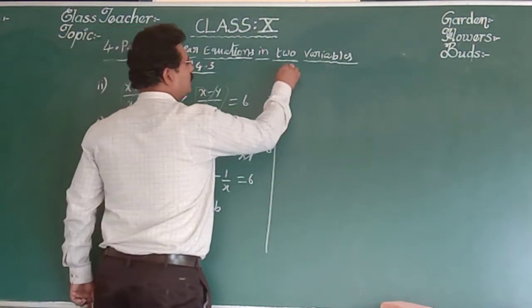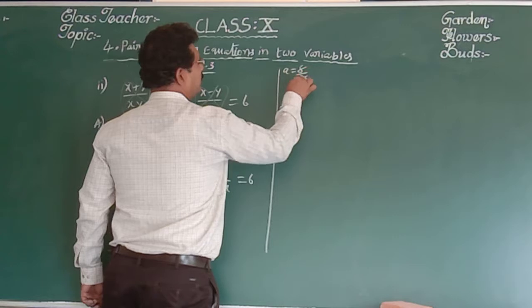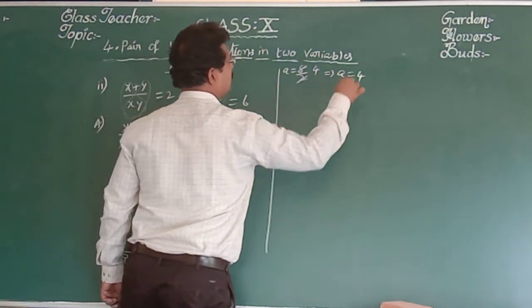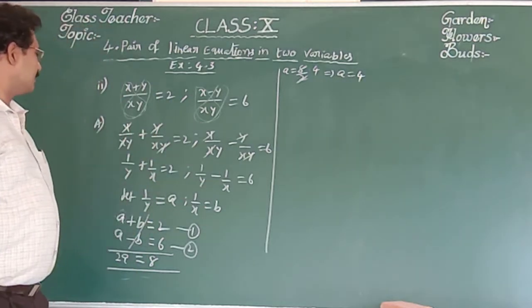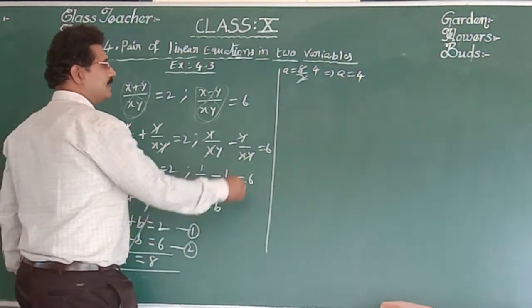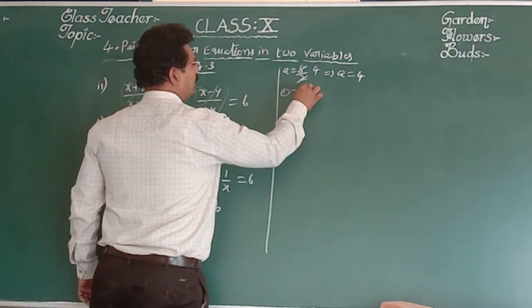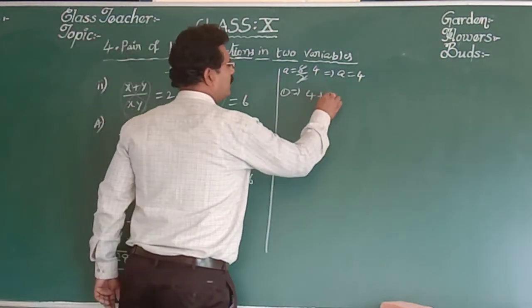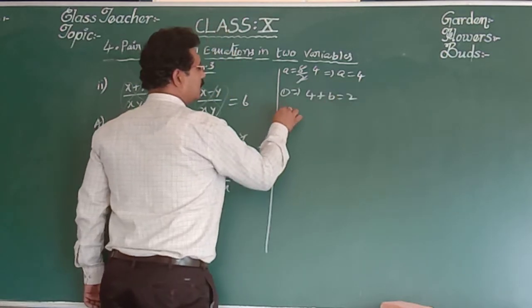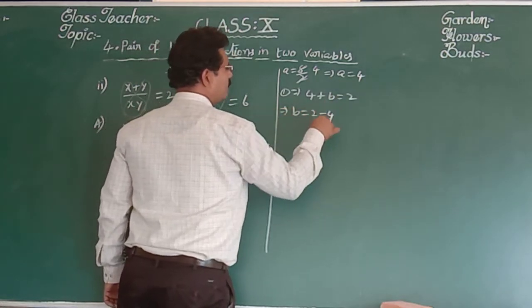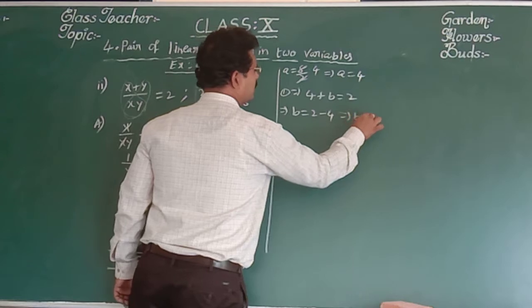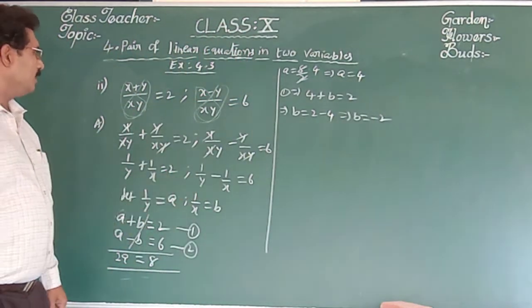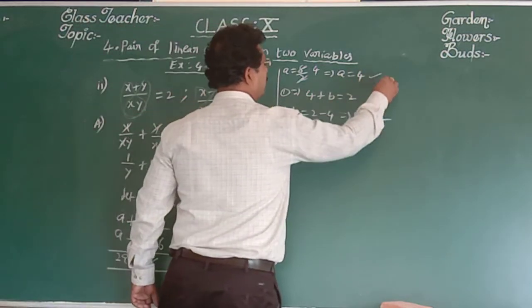Now, a is equal to 8 by 2. What is 8 by 2, children? 4. Now that implies a is equal to 4. Keep it like that. Next, from equation 1, a means 4, so 4 plus b is equal to 2. That implies b is equal to 2 minus 4, so b is equal to minus 2. Therefore, a value is 4, b value is minus 2.